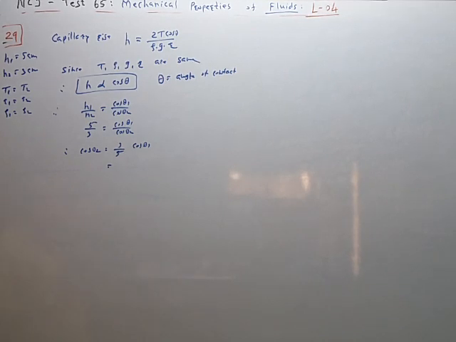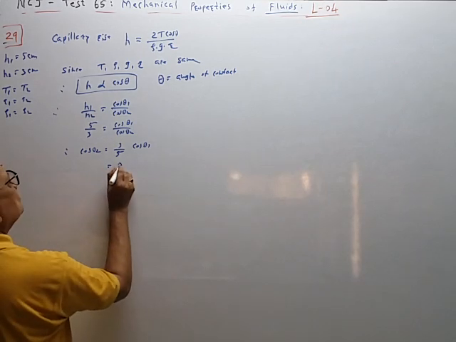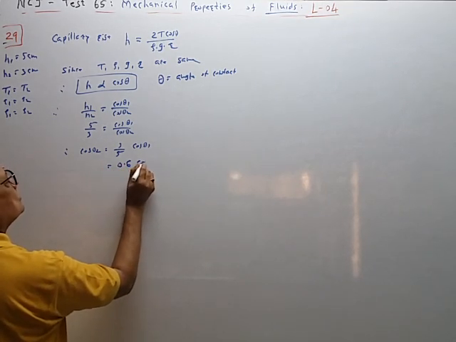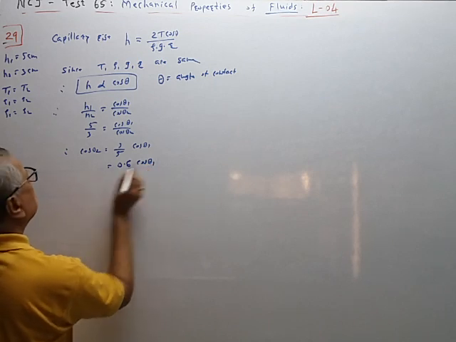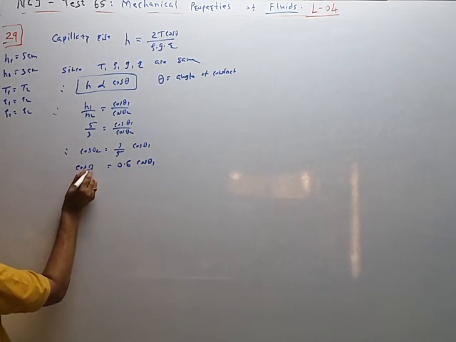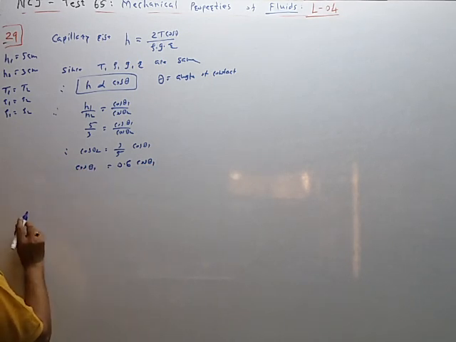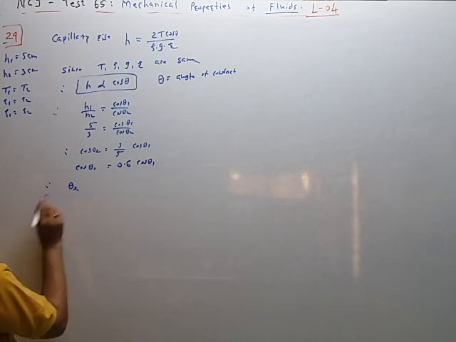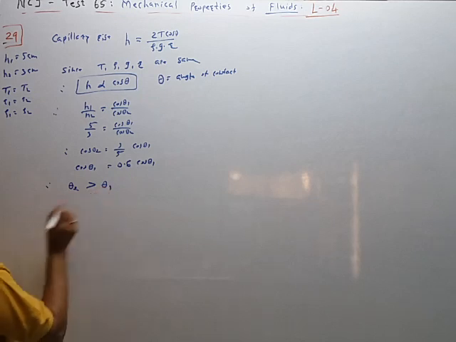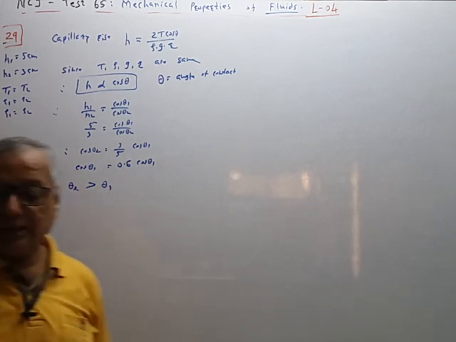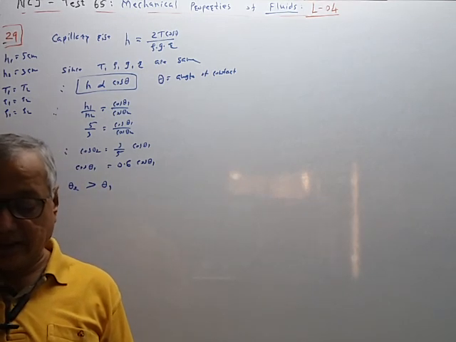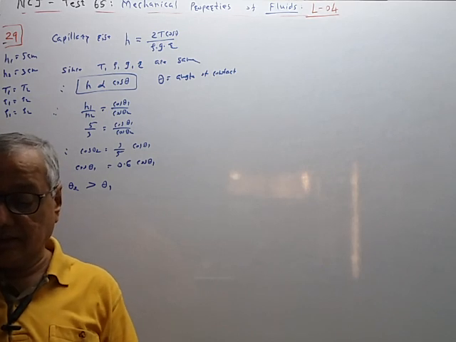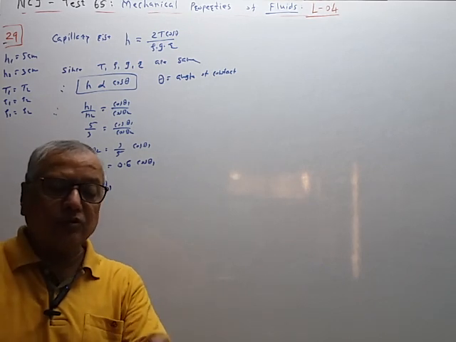So, this is equal to 0.6 times cos of theta 1. Therefore, by the property of cosine function, theta 2 is greater than theta 1. So, angle of contact increases. So, correct choice is C.